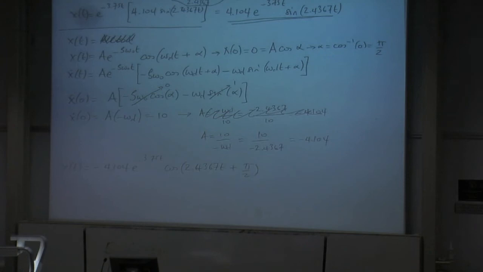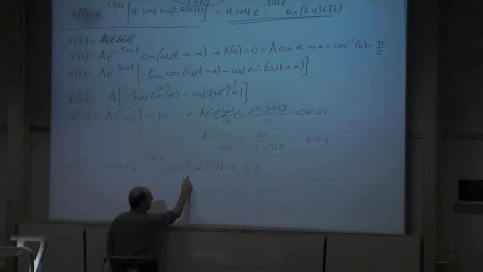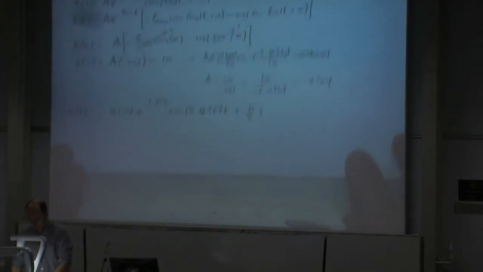Okay, we all there? We have one solution up the top there, 4.104 e to the minus 3.75 t times sine of omega d t. Down here we've got minus 4.104, so a negative amplitude to start with, which is a bit weird, e to the minus 3.75 t times cosine of 2.4367 t plus pi by 2. And I'm going to show you now that they're actually equivalent to each other.